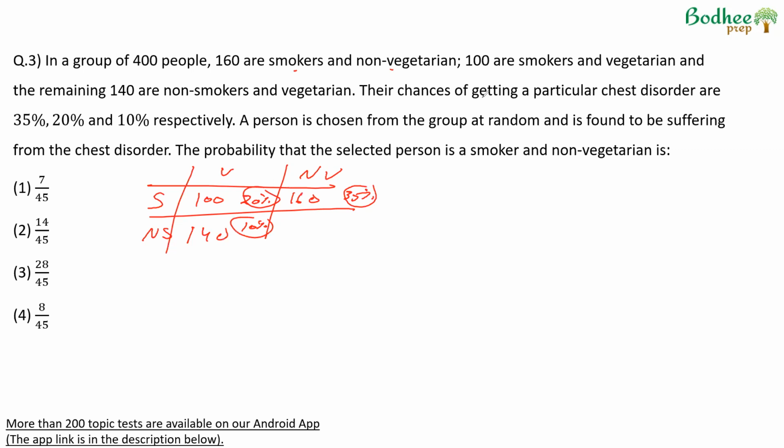A person is chosen from the group and is found to be suffering from the chest disorder. What is the probability that the selected person is a smoker non-vegetarian? Now, how many smoker non-vegetarians are expected to have chest disorder?